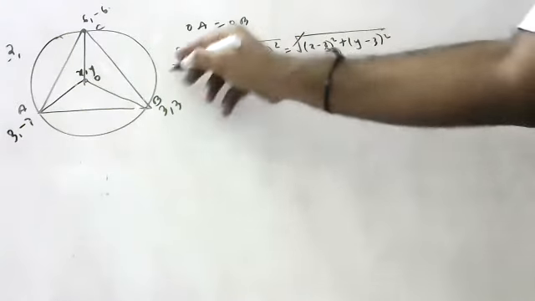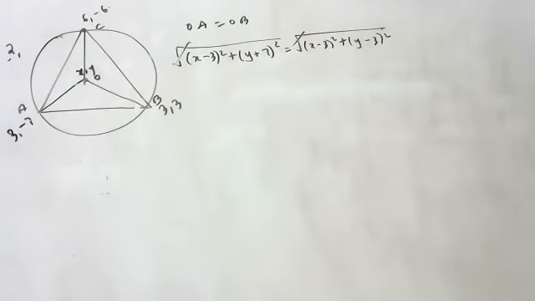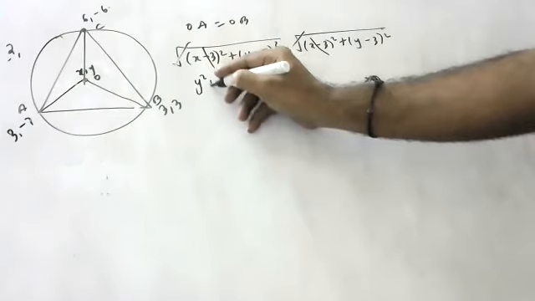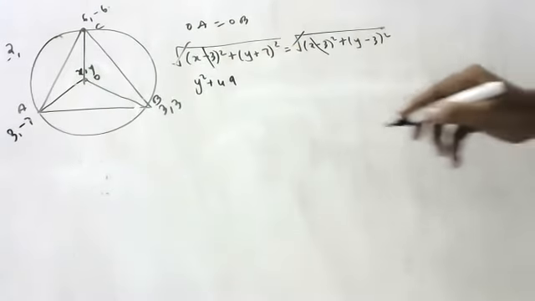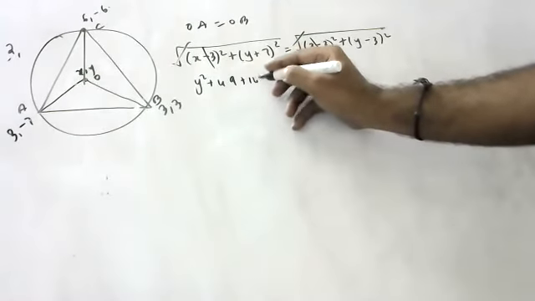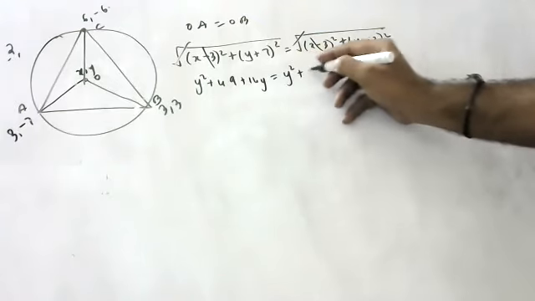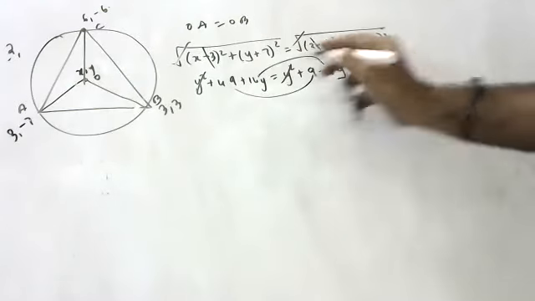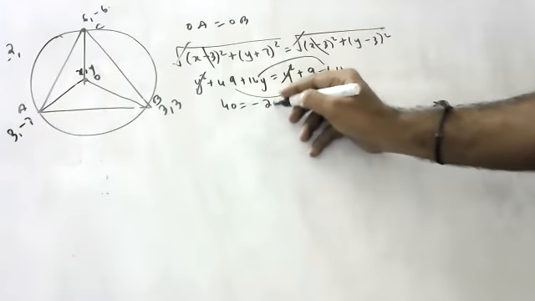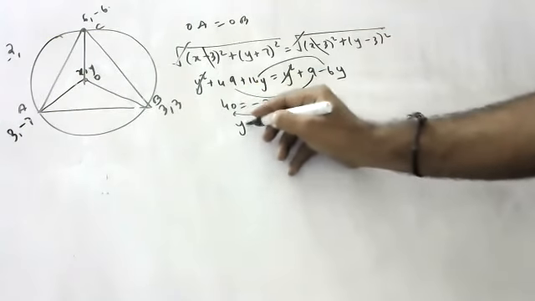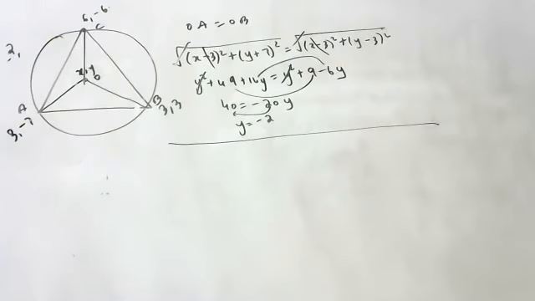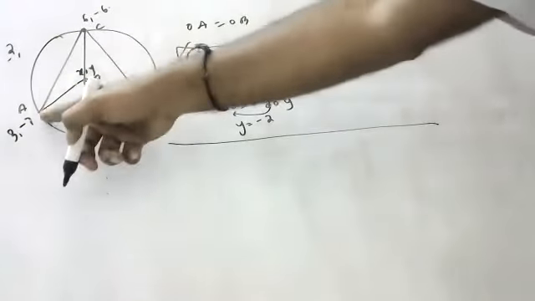Okay. Square cancel, root cancel. (x minus 3) whole square cancel. y square plus 49 plus 14y equal to y square plus 9 minus 6y. y square cancel. 40 is equal to minus 20y minus 24. y is equal to minus 2. Very good. Now either OC equals OA or OC equals OB.